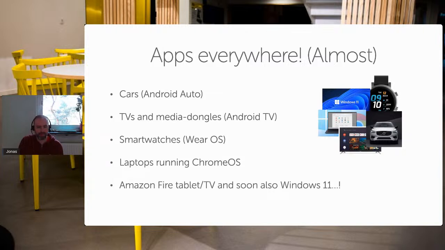But there are also other vendors that adopt Android and make a fork of it. For example, Amazon has their own fork of Android, which they call Fire OS, that is running on their tablets and TV dongles. And also Windows 11, interestingly enough, is going to get support for Android apps. And those will be distributed through Amazon's App Store also. So you can have different app stores, not only Google Play. So that's also one benefit of this openness in Android.